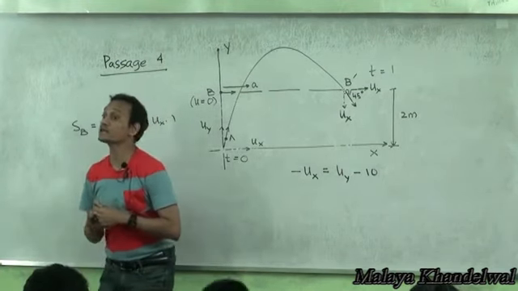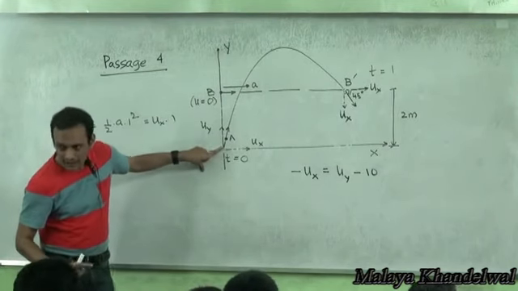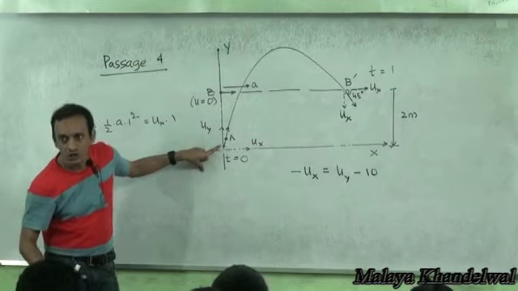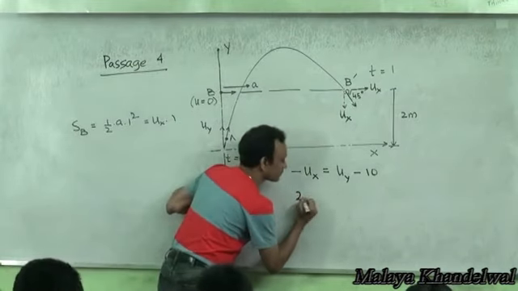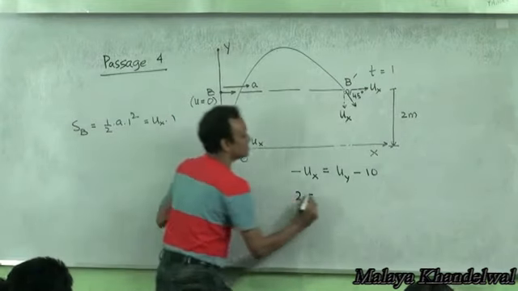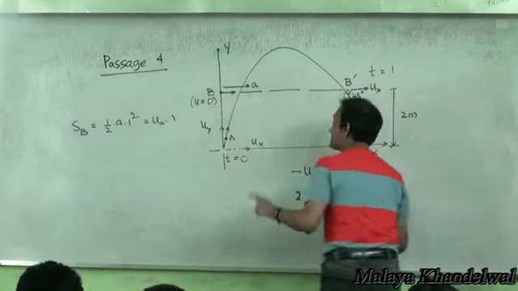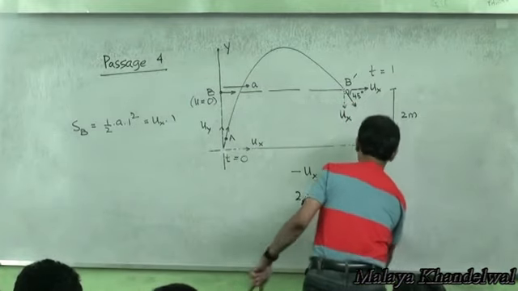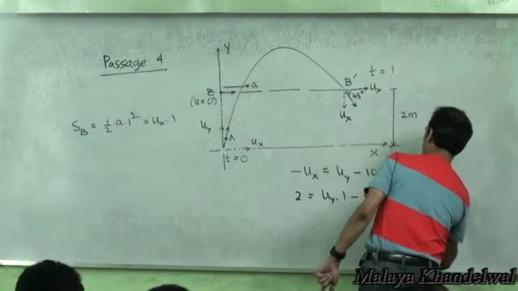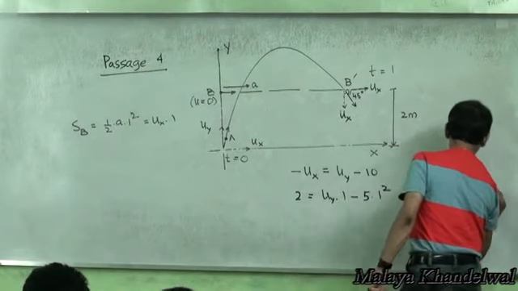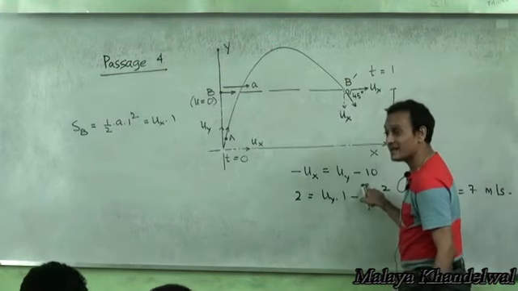Also, in 1 second, the vertical displacement is 2 meters. Yes or no? So 2 meters is uy acting for 1 second minus half gt squared, so minus 5 into 1 squared. That gives me uy equal to 7 meters per second. And if uy is 7, ux is 3.